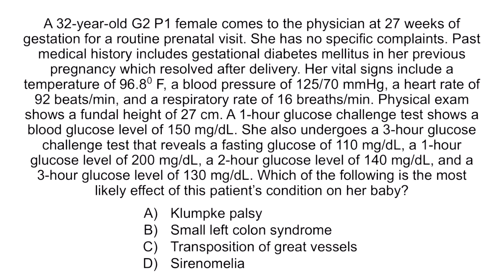All right, now let's discuss why the other options are incorrect. Option B, small left colon syndrome. Option C, transposition of great vessels. And option D, sirenomelia, all happen if a fetus is exposed to maternal hyperglycemia in the first trimester. In other words, complications B, C, and D only happen in pregestational diabetes mellitus. This patient, on the other hand, has gestational diabetes mellitus. So again, the correct answer is A, Klumpke palsy. And that concludes our lecture on diabetes during pregnancy.